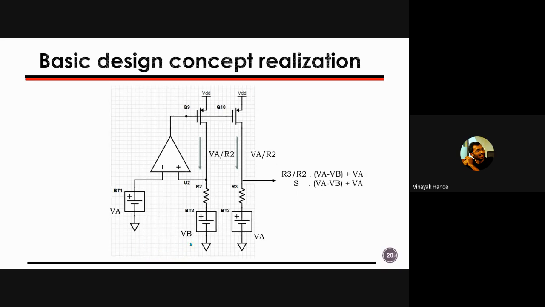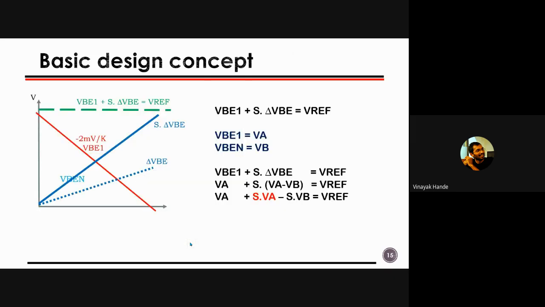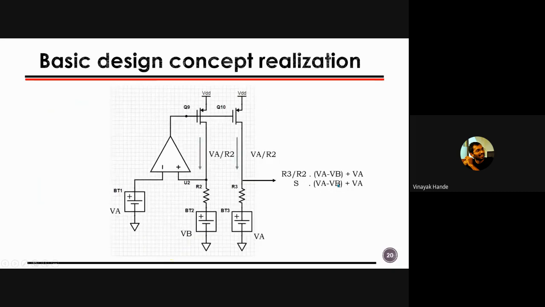But again, if you look carefully at the equation, we don't want just S into VA minus VB, we want plus VA as well to get the final reference voltage. So the easy thing is that I just put VA over here, so that at the end we get S into VA minus VB plus VA.